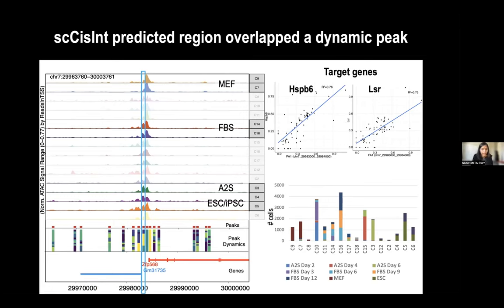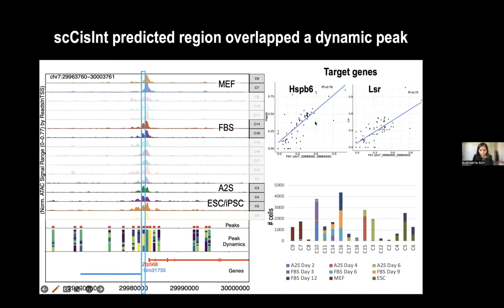We've also tried to annotate these peaks using a framework that looks at dynamics, so it annotates regions based on their overall shifts in chromatin state. This particular peak also gets assigned a dynamic state. And then we've applied scCisINT, and I'm going to tell you about the prediction that we get from scCisINT.